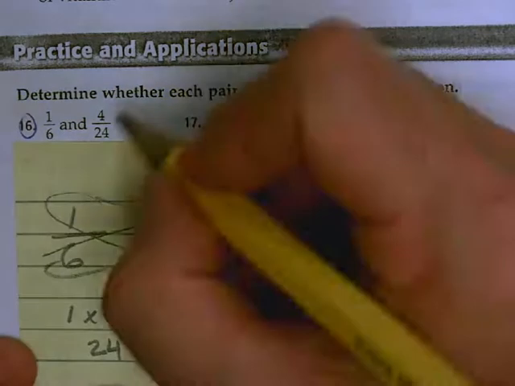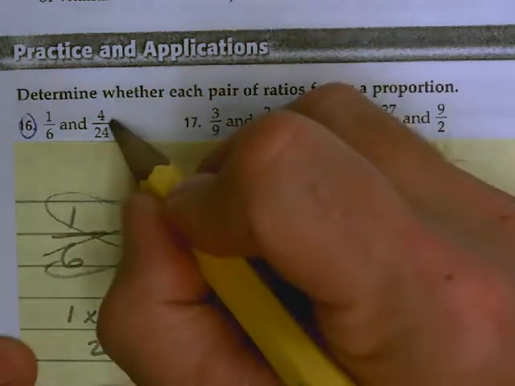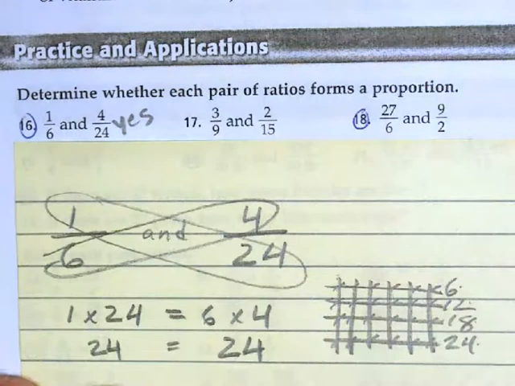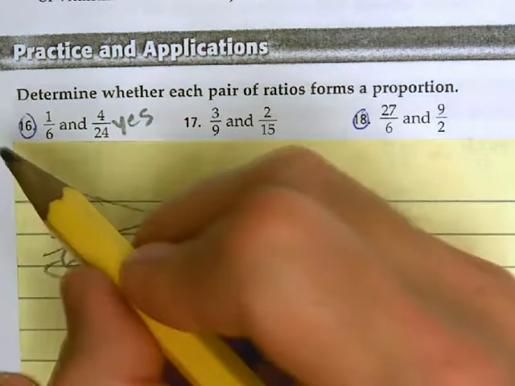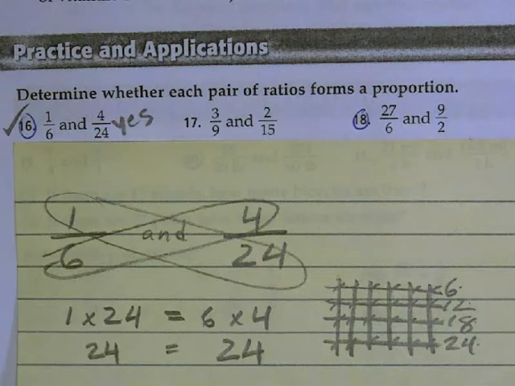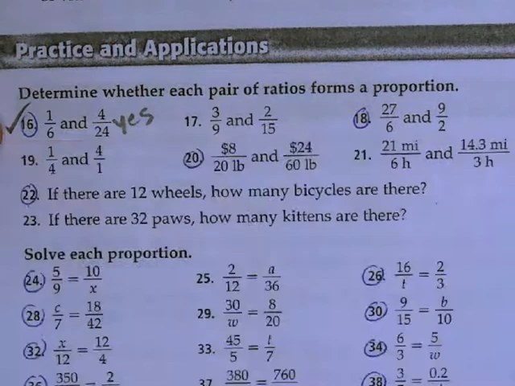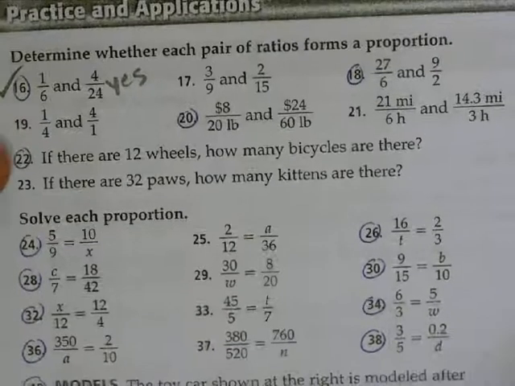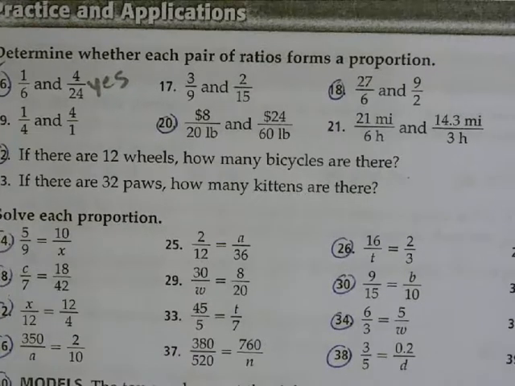Alright? So I might say yes for that one. I could also put a check mark. Those would both be acceptable answers. Okay? Let's try another one. Let's do number 20, because 18 I think you can handle on your own.